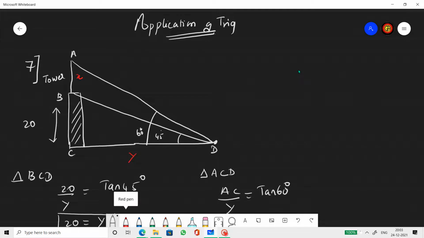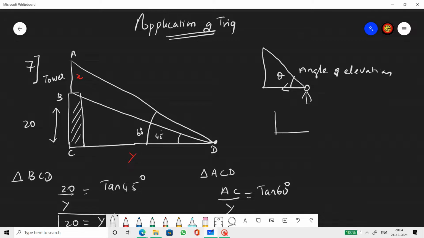The two important terms that we need to know before we start this topic are angle of elevation and angle of depression. When a person is standing at the bottom, his line of sight will be this, and when you see an object at the top, an angle is formed, and this angle is called the angle of elevation.